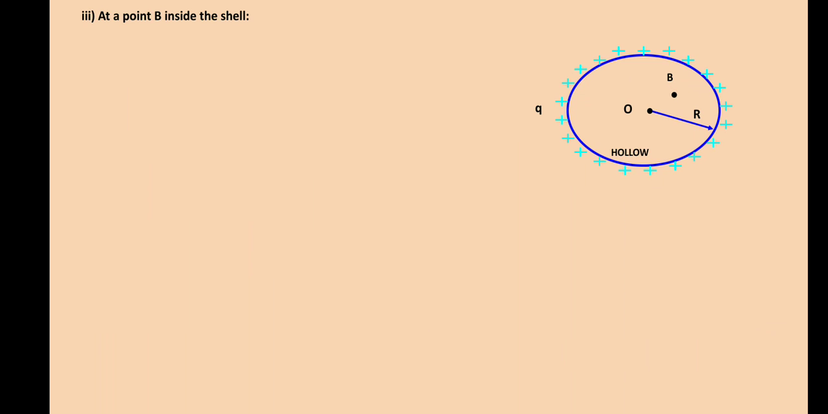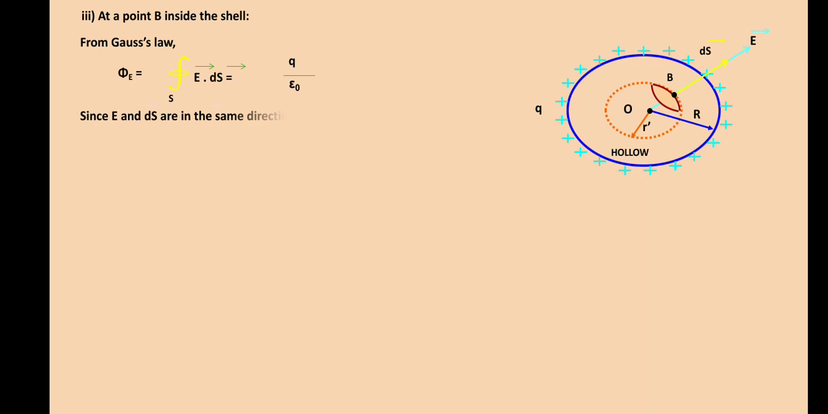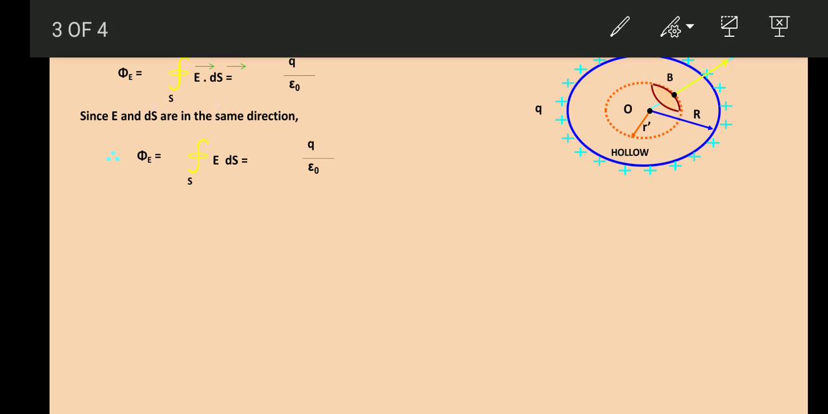I'm going to consider a point B inside the shell whose radius is r prime, and its Gaussian surface is denoted in a dotted line. Now from Gauss law we derive the equation, that is, the electric flux through this surface, the integration over a closed surface of E vector dot dS vector, is equal to q by epsilon naught. Then E vector and dS vector are in the same direction, so the value of cos theta will be 1. So the magnitude of the electric flux will be the integration over a closed surface of E dS, equal to q by epsilon naught.